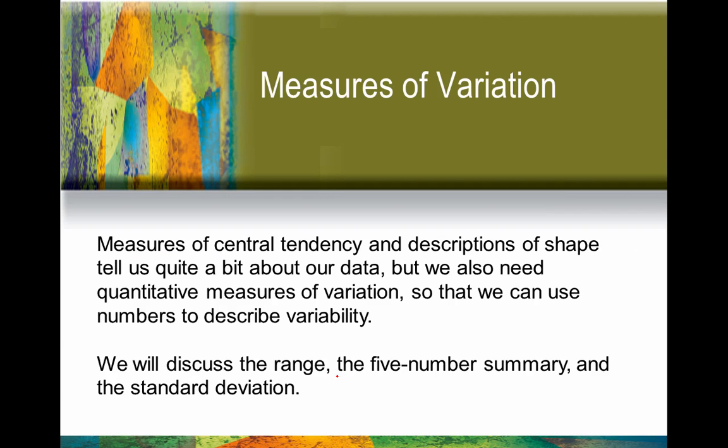What we're going to talk about specifically, a few different measures. We'll talk about the range. We'll talk about what's known as the 5-number summary, and then also the standard deviation. The standard deviation is really a default measure of variation. You'll see that it goes hand in hand with a sample mean. We'll get to that soon.